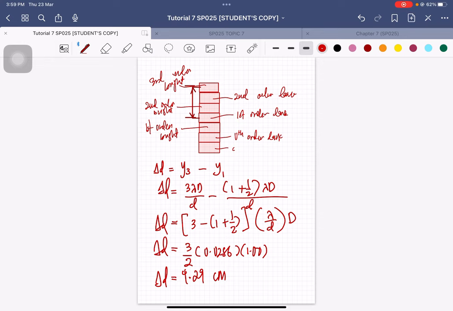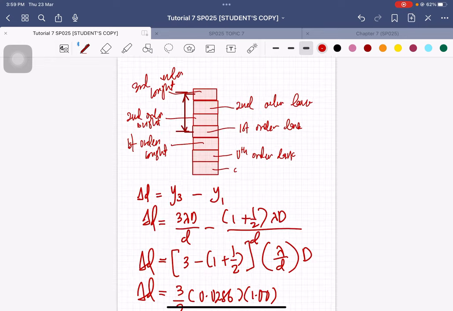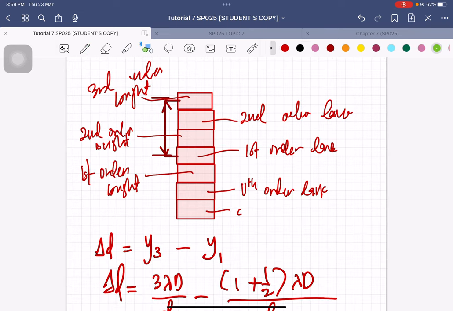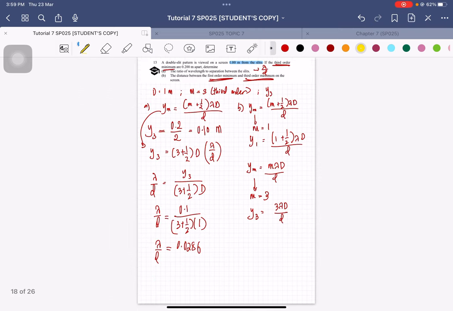So if you are confused, if you want to draw, this video is long, but it's okay. So the third order max goes up till here. Okay, so from here, and then minus the first order dark. Minus the one here. That's how we can find this distance here. That's it. This is the delta D that we are looking for. The one here was Y3, and this one is Y1. Alright, so that is the solution for question 13.